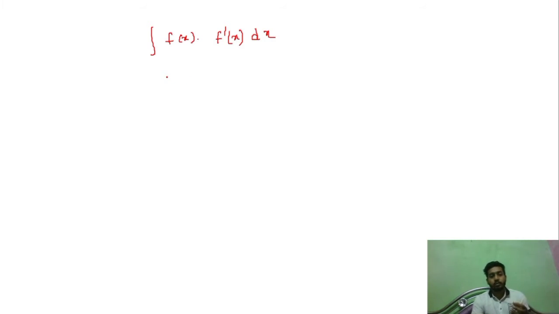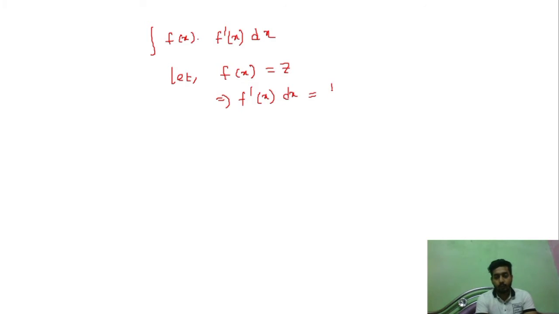Now I will give the proof of this type of integration. For example, f(x) f'(x) dx. How to find this type of integration? So here is the proof. Now we will use substitution to find this type of integration. Here let f(x) equal to z, then the differentiation of this function will be f'(x) dx equals dz. So you can see that f'(x) dx will be dz.